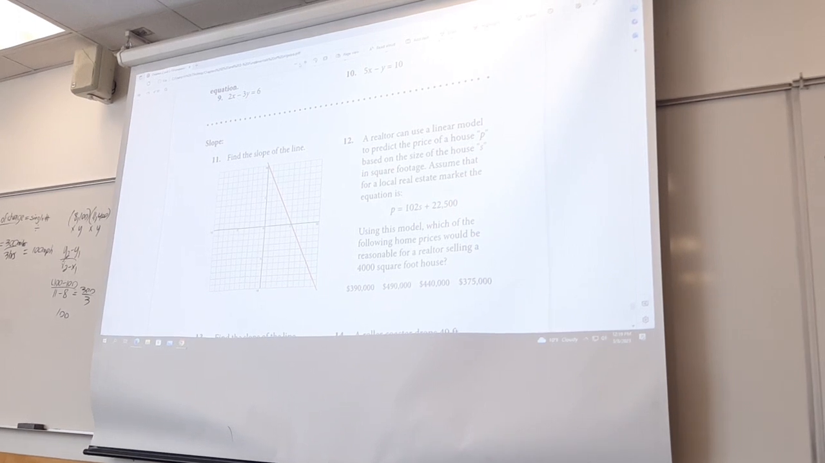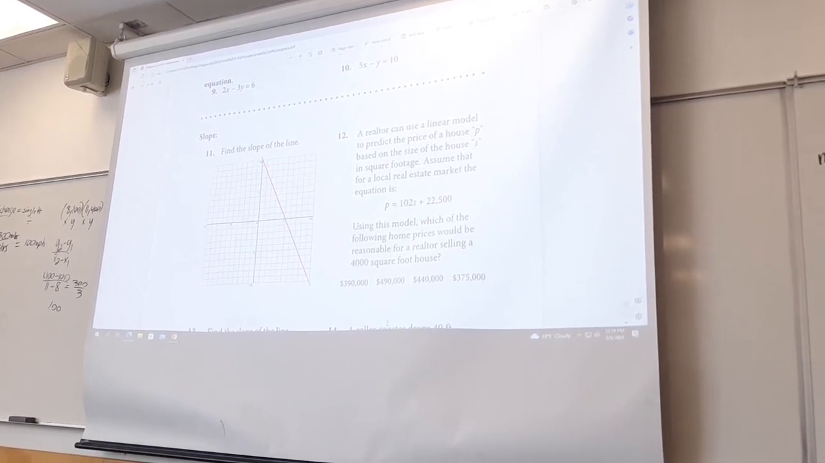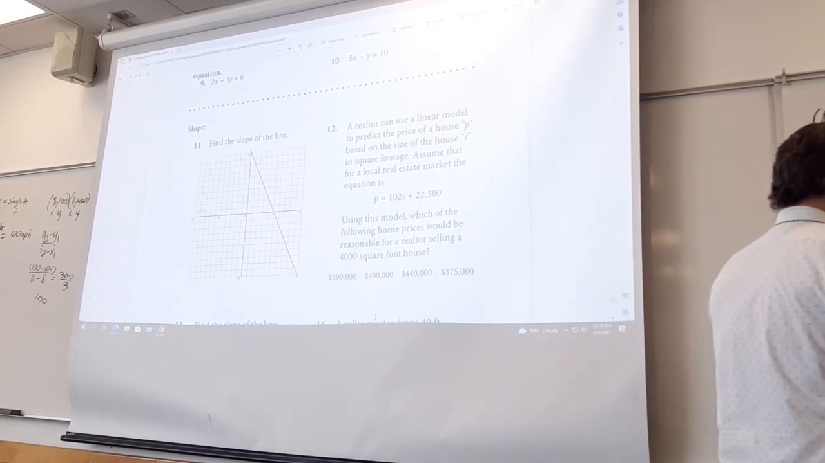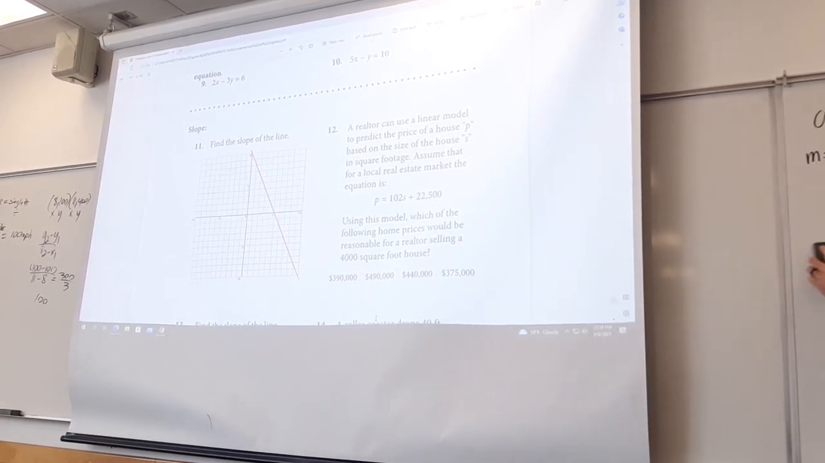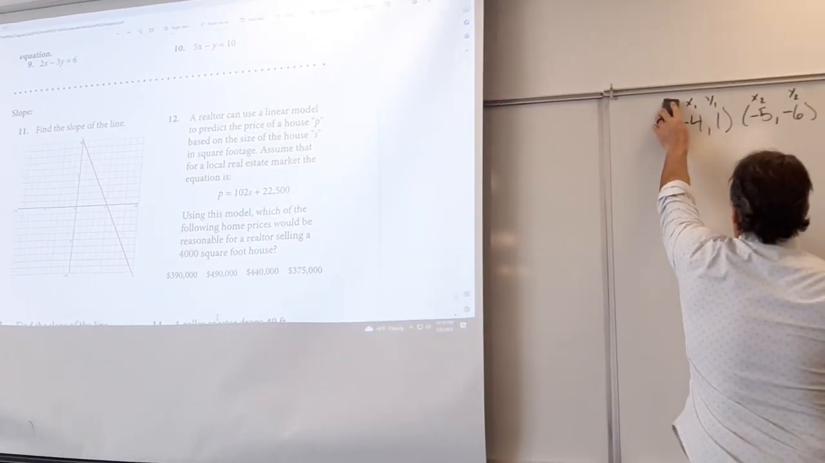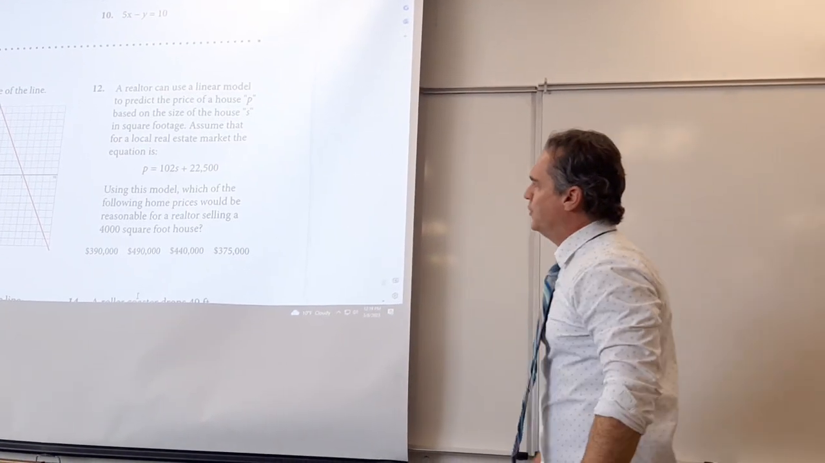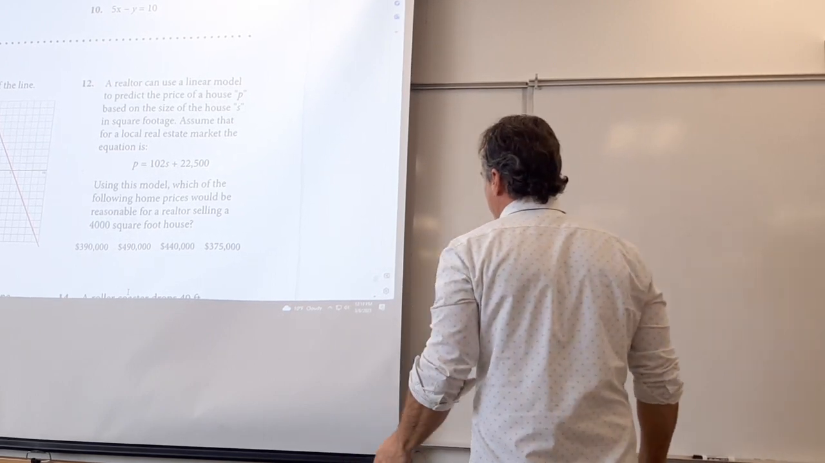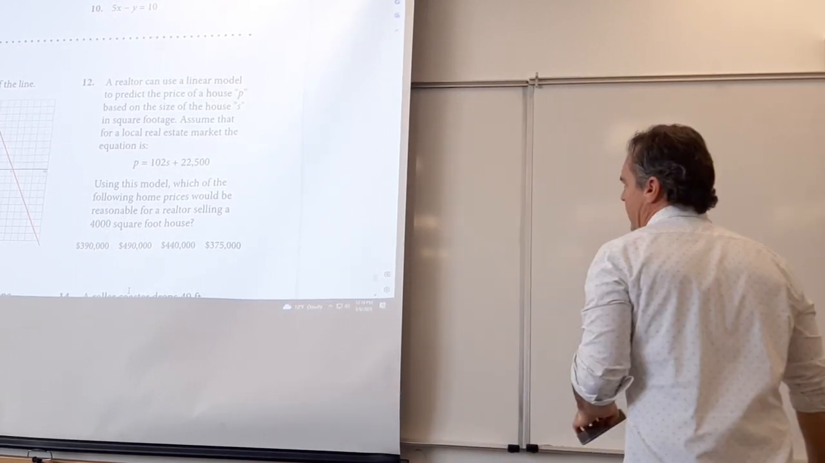We're going to zoom in here a bit. A realtor can use a linear model to predict the price of a house, P. So P stands for price. That has square footage S, that's the size of the home. S for square footage. Assume that for a local real estate market, the equation is P equals 102S plus 22,500.